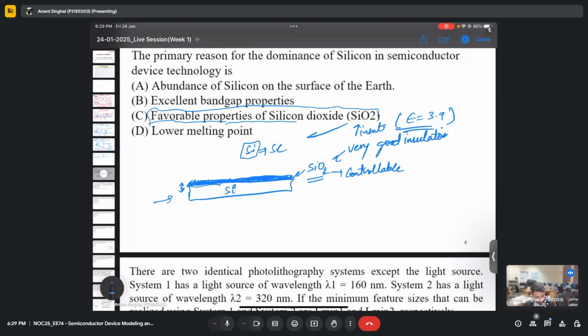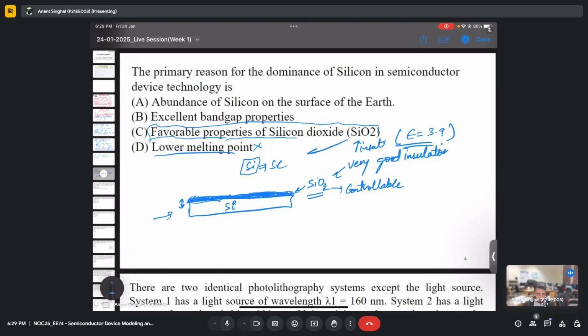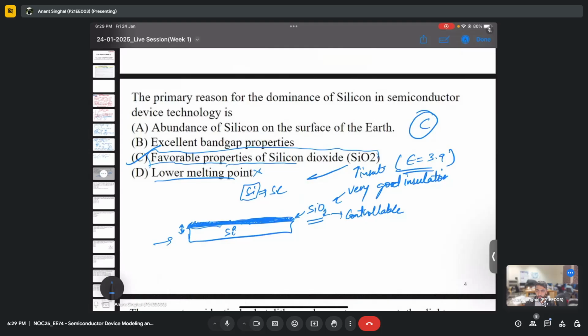And then it has a higher melting point, so this point is wrong. Silicon has a very high melting point compared to other semiconductors. So the primary reason would be the favorable properties for silicon dioxide formation. So C is the correct answer for this particular problem. I hope this is clear. This is again a very theoretical point, and some of the advantages of silicon that we have. Are there any doubts?